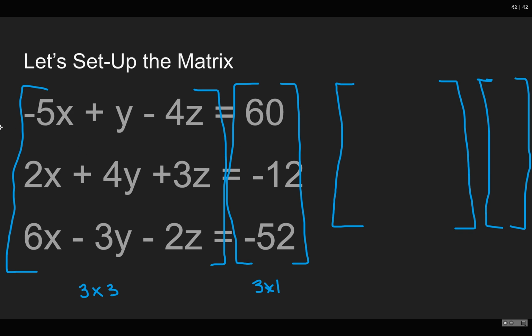In our 3 by 3, we have 3 rows and 3 columns, and we simply use the coefficient in front of each variable. So this becomes -5. What is the number in front of this y? Well, it's 1. What's the coefficient in front of the z? It is -4. Then 2, 4, and 3, 6. This 3 is a -3. Make sure you don't drop those negatives. And then -2. We're going to call this matrix A.